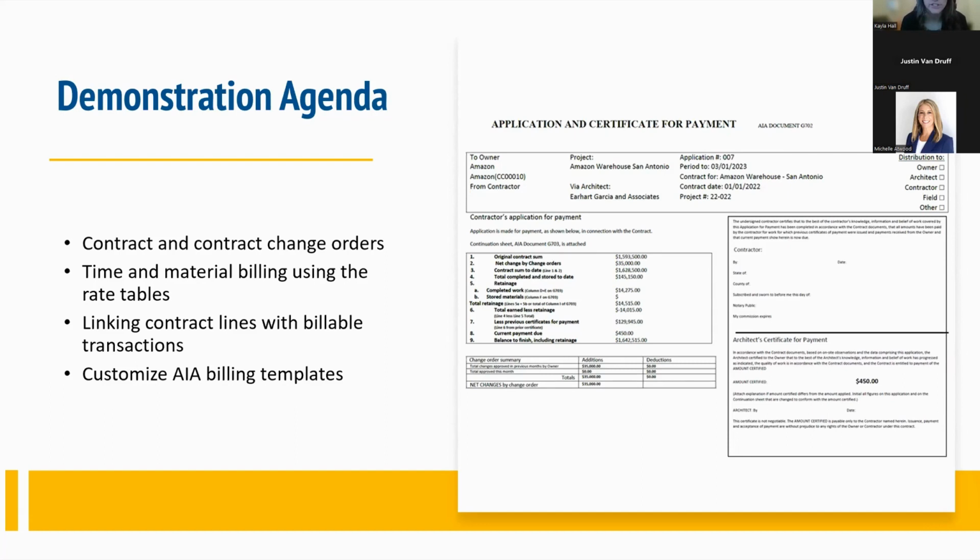So during today's demonstration, we're going to be covering how to easily create a contract and contract change orders, simplify time and material billing using rate tables for fixed fee and T&M billings, and then how to customize an AIA billing template with merge fields. And that's all being done within the system and automated.